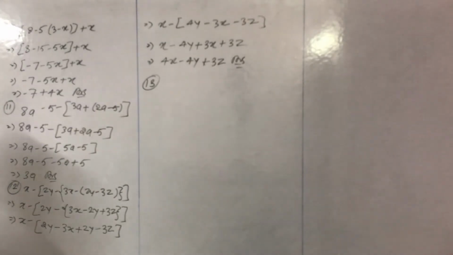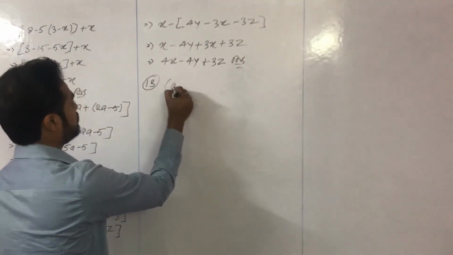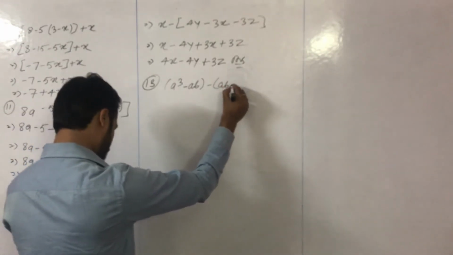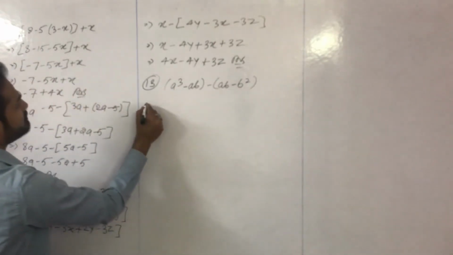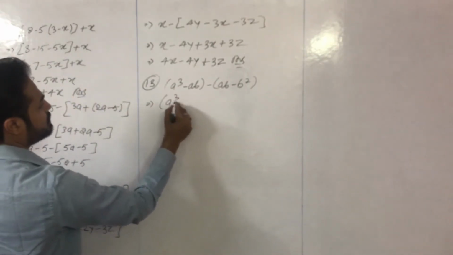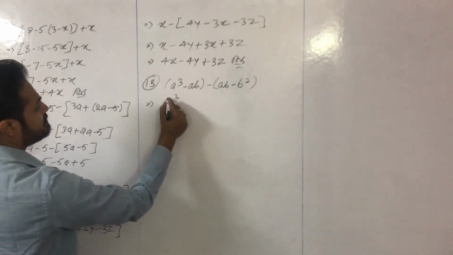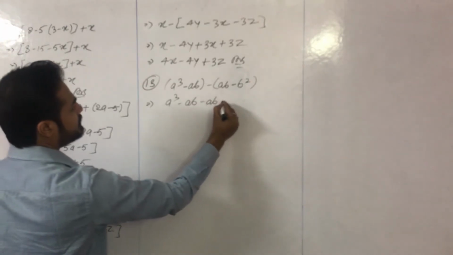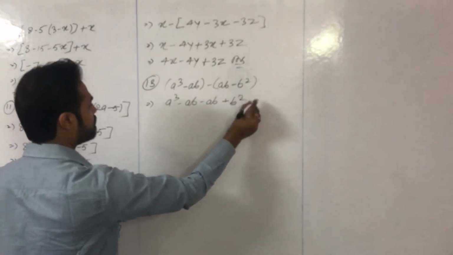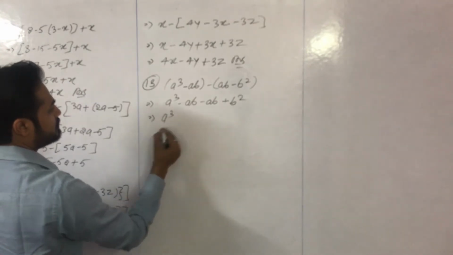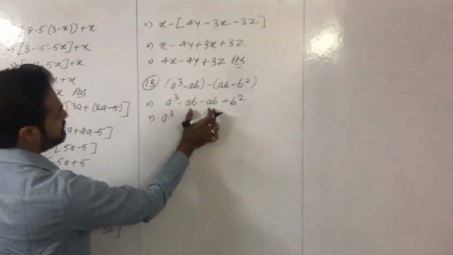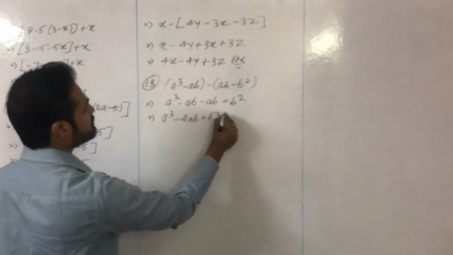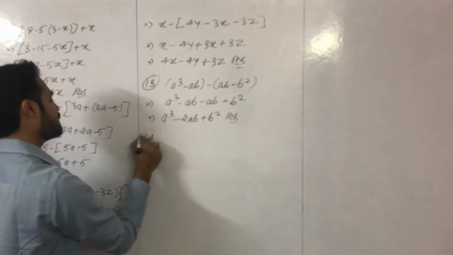Next, 13th. So 13th statement is a cube minus ab in bracket and ab minus b square. Okay, it's a simple problem because a cube, okay, we'll remove both brackets at a time. A cube minus ab, and if you remove this bracket ab with negative sign and minus minus plus, only one pair of like terms, so a cube minus ab minus 2ab plus b square is the final answer.